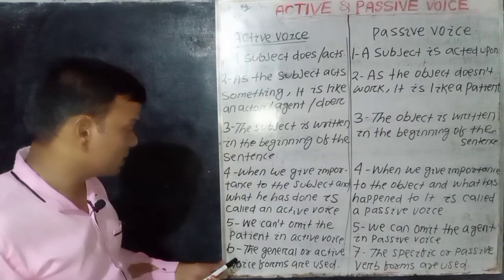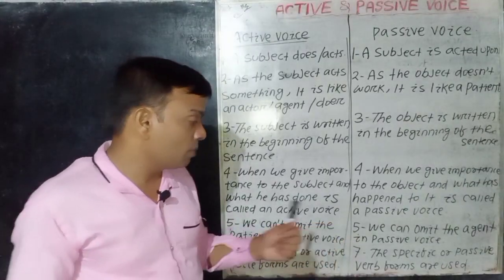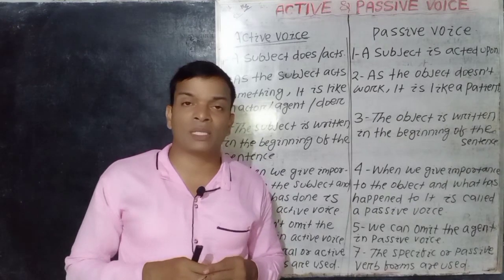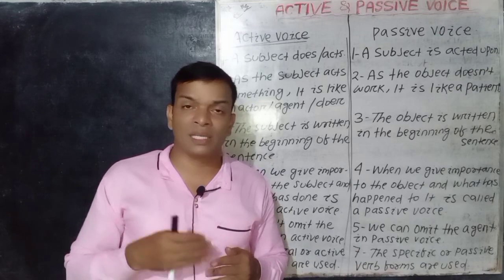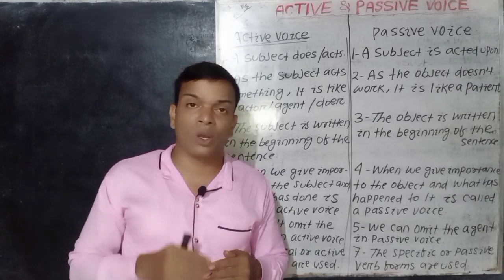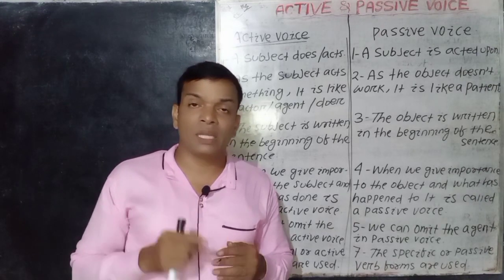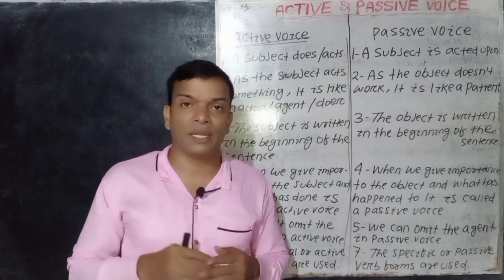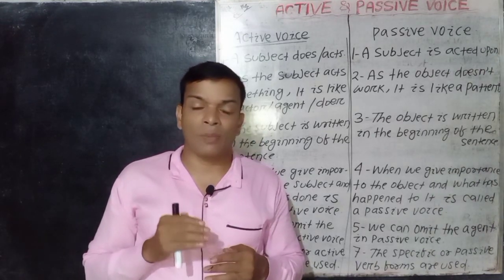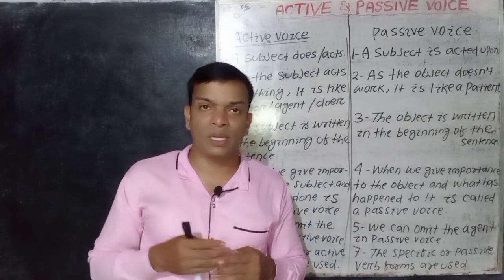Clear? Then sixth, the general or active voice forms are used in active, but in your passive the specific or passive verb forms are used. I have changed the sentence Mohan has killed the dog. That is the active voice, and when I change it into passive, the answer is the dog has been killed by Mohan, or the dog has been killed. See, the verb has killed, present perfect form, has been changed into has been killed. I can tell you the verb forms, how we can change from active voice to passive voice. We will discuss it later.